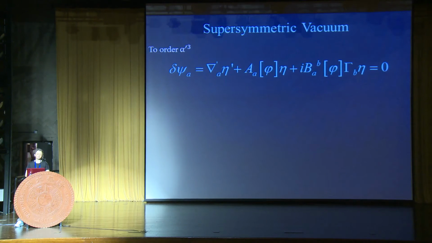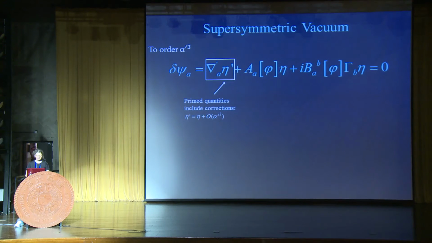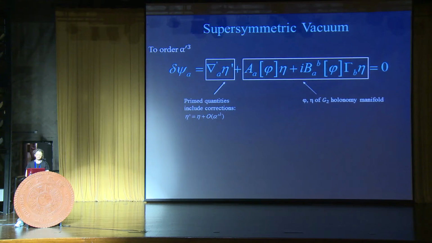Now, let's look for a supersymmetric vacuum. So we want to solve for the order alpha prime cubed of this equation, and I'm going to be careful on putting primes onto objects that are corrected. For example, the spinor is corrected, it receives an alpha prime cube correction, while in this expression here, phi and eta are those of the G2 holonomy manifold.